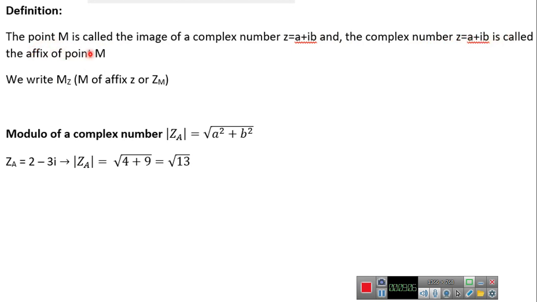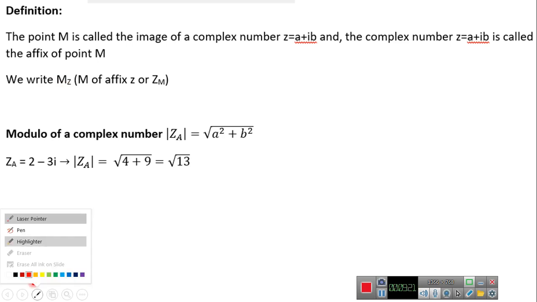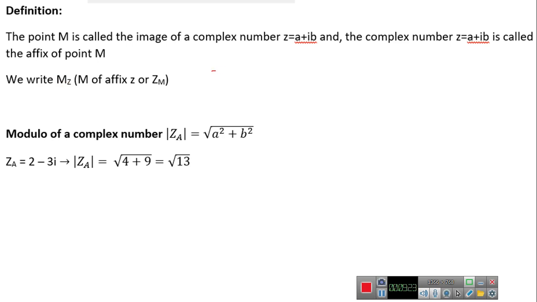The point M is called the image of the complex number z equals a plus ib, and the complex number z equals a plus ib is called the affix of point M. We write it as M of z, or M of affix z, or z M. If you write it as M of z or z of M, it's the same. We say M of affix z or z of affix M. Why are we going to write it like this?